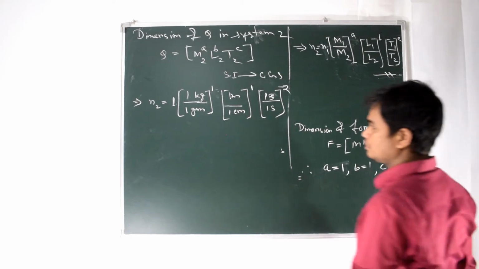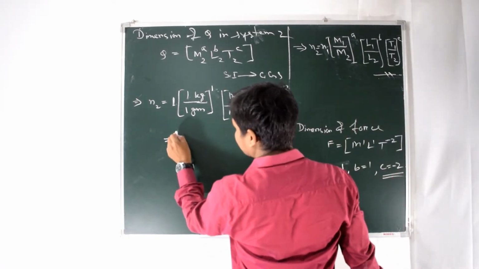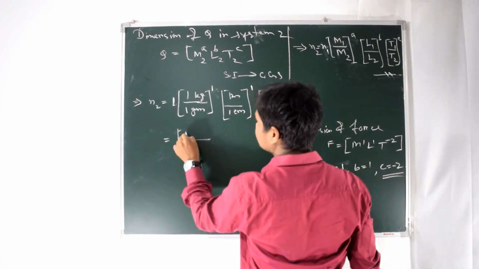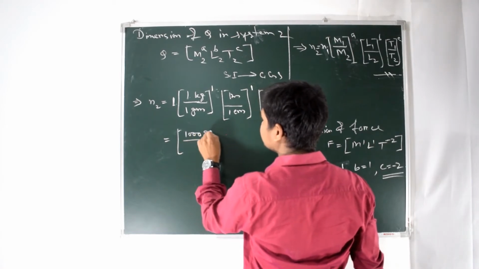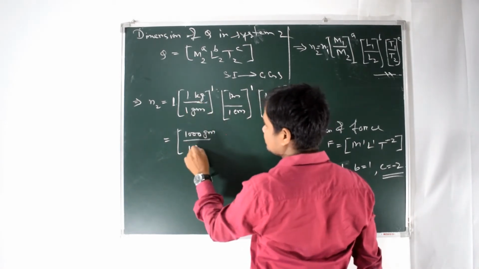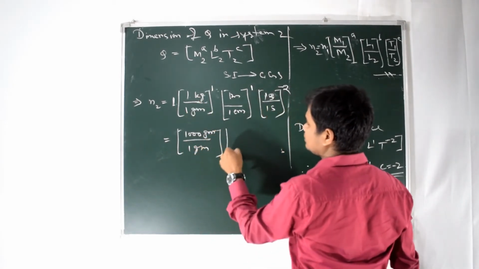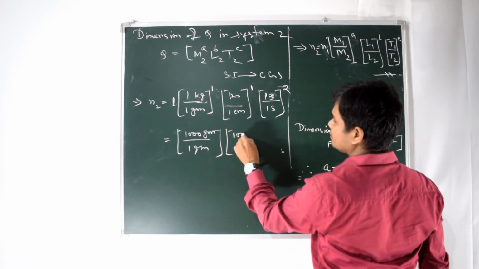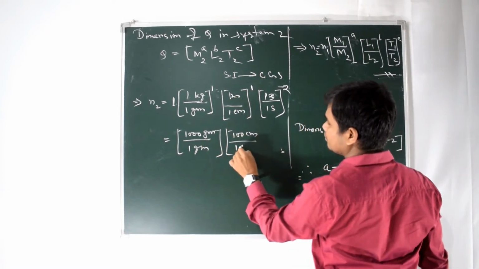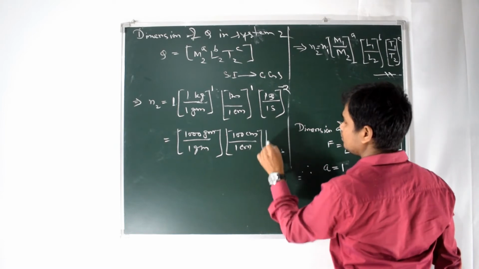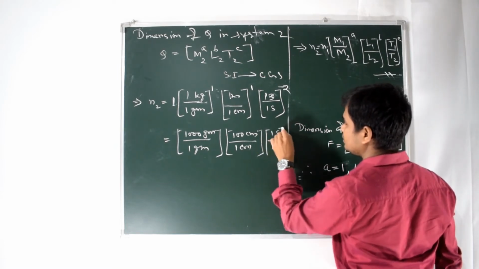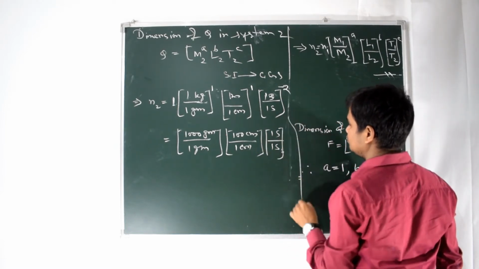Clear? So this is 1000 gram, which is equal to 1 kg. This is 1 gram. Next, 1 meter is equal to 100 centimeters. This is 1 centimeter. Okay, 1 second, 1 second to the power minus 2. There is no change.